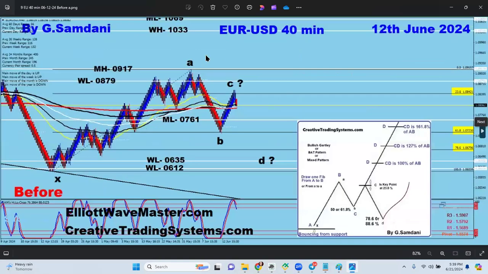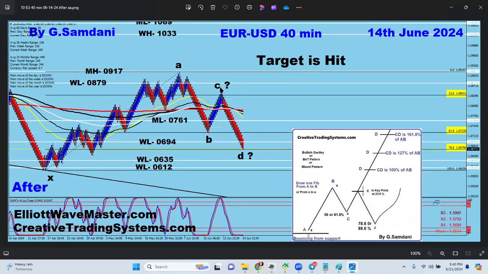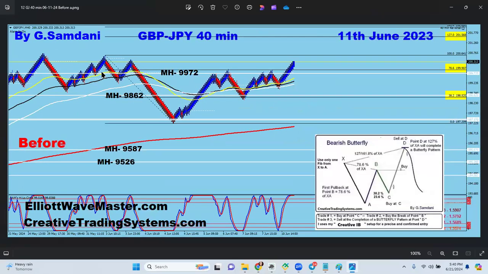Similarly, another example is the EUR/USD 40-minute chart. I had this pattern where we are at point C. Either we're going to go all the way up and I find my long entry and then go long, or if it is going to drop, I'll find my short entry. If I see my short entry, I'll go short and take it to this area. Look what happened. Straight down to D. And the trade I had going down is 115 pips on EUR/USD, 7-minute, on the turn. Straight to the downside.